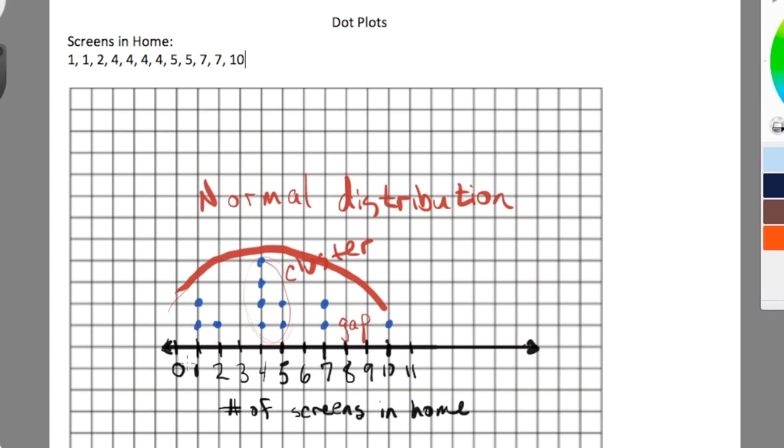So this is how you make a dot plot. It's really important to make your number line consistently intervaled, and you put your labels in here. So hopefully this is quick and easy for you, and we'll get more into talking about their shapes as we get into this unit.